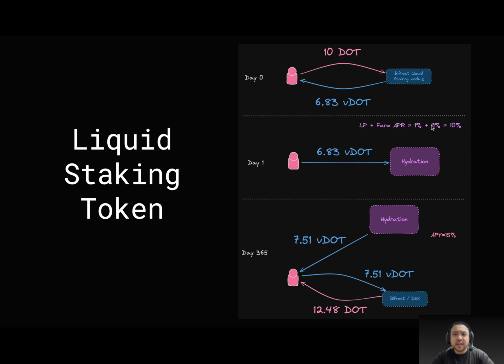So super nice, right? Not only do you get the staking yield, the protocol level staking yield, you're also getting DeFi yield. So that's yield on top of yield. It's pretty good.